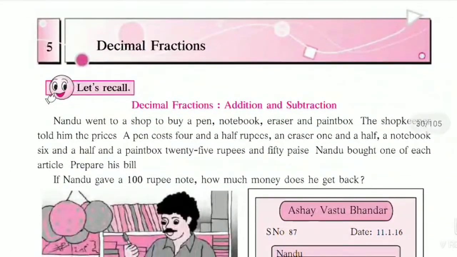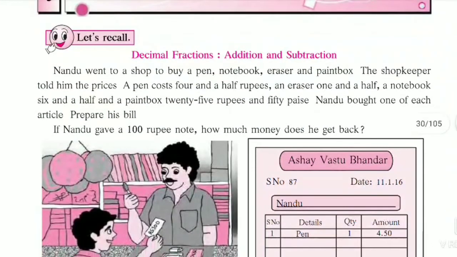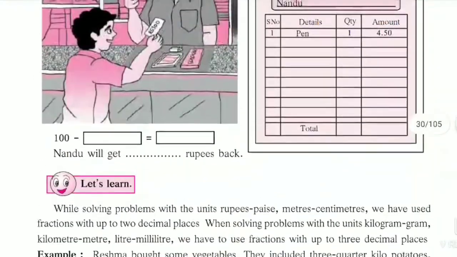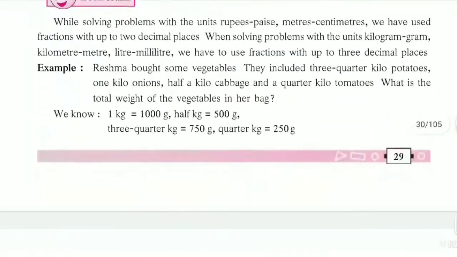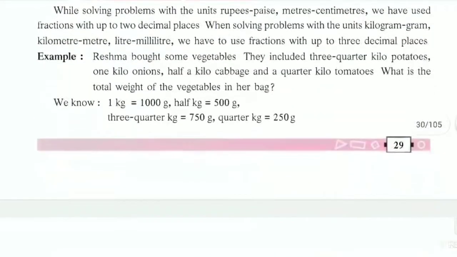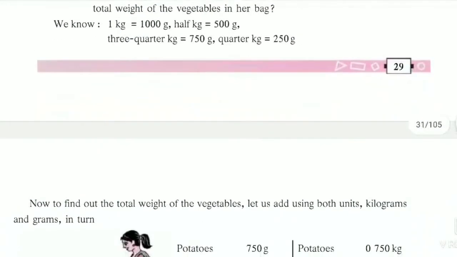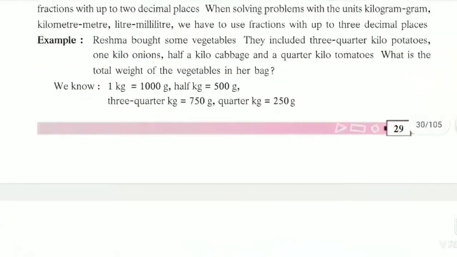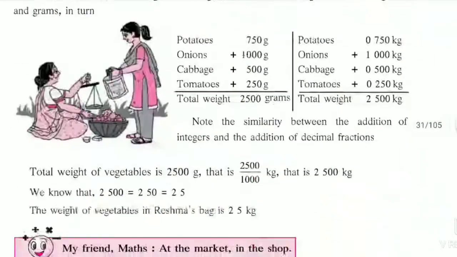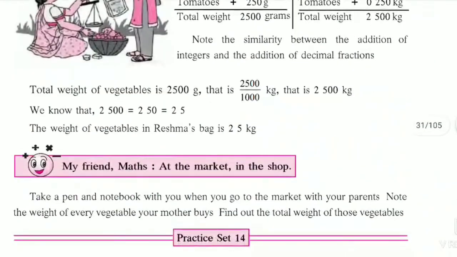In the fifth lesson, the decimal fraction lesson, we had seen the addition. We are going to see now addition and subtraction of decimal fractions, and in it we saw this activity, and we learned the quarter kg, half kg, 1 kg, these parts we had seen.